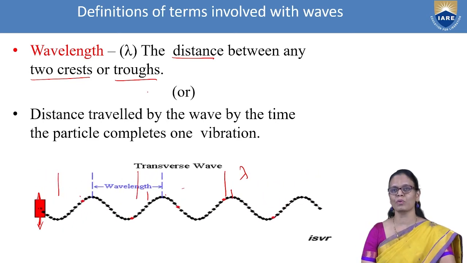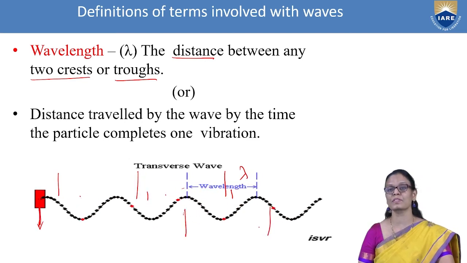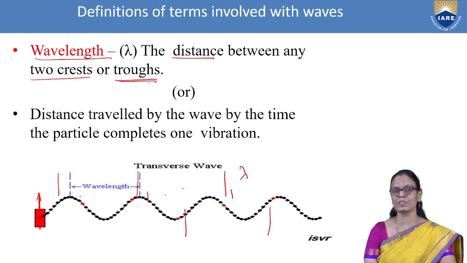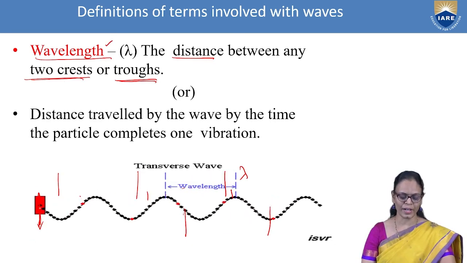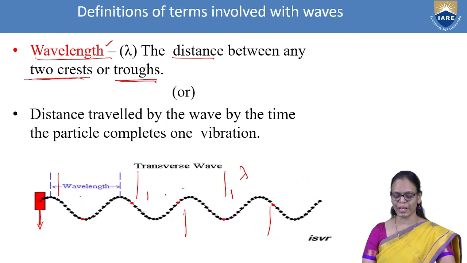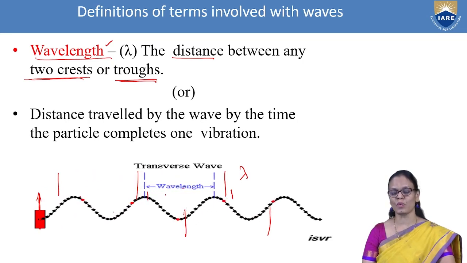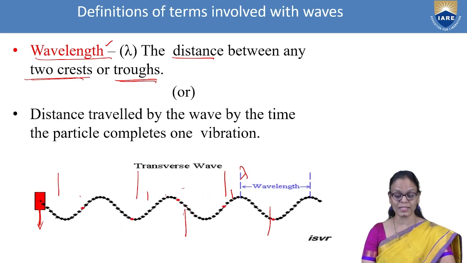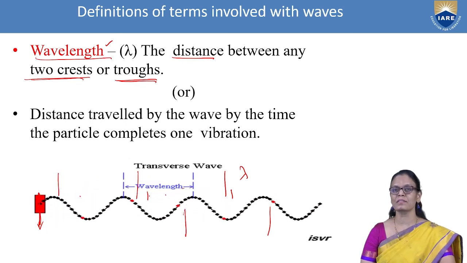I hope you understand both the definitions. The same way, the distance between two troughs is also one wavelength. Distance between any two troughs or any two crests is called wavelength. Or you can write it in other words: if the particle vibrates like this, the wave propagates in the forward direction. So when the wave propagates forward, what is the time taken for one complete vibration, and what is the distance traveled by the wave during that complete vibration? We will call it wavelength.